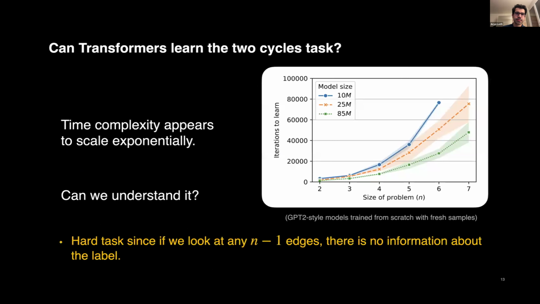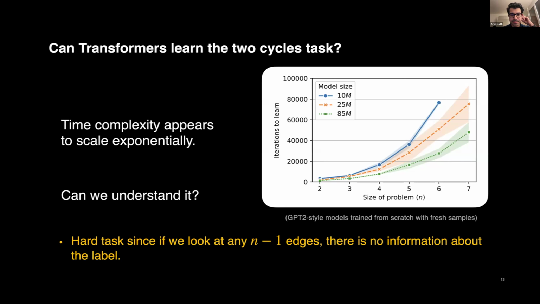So we checked this new dataset and we trained GPT-2 decoder-only transformers on this task. This is pre-training, so we're not using a pre-trained model. We tried different model sizes, and for all of them, the number of iterations that we need grows exponentially as we increase the size of the problem. We are also using fresh samples, so it is also the number of samples. Basically, even with a small model, when we have size 7, we cannot learn this problem without going above 100k iterations.